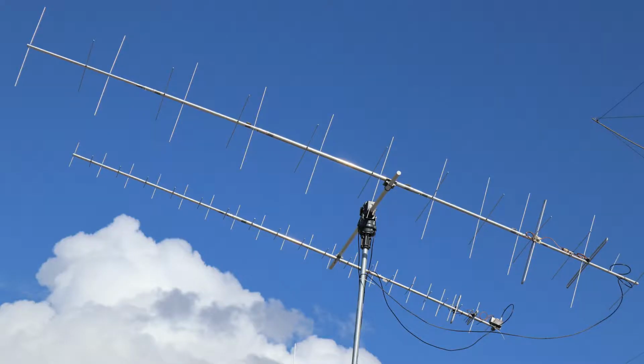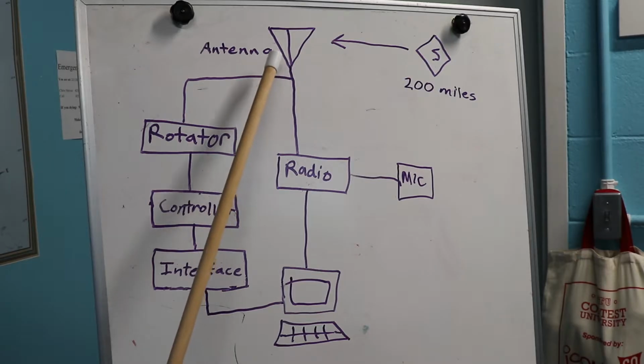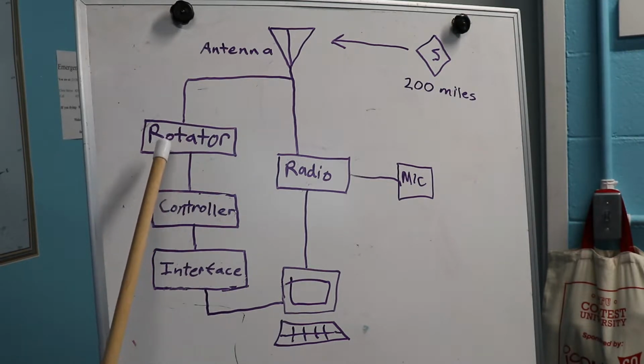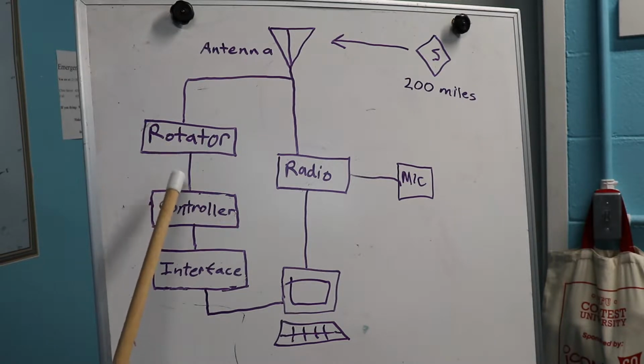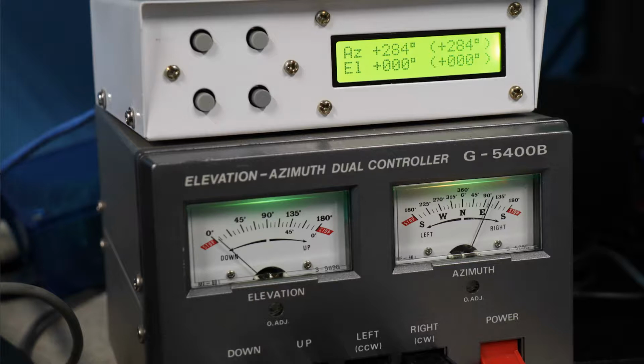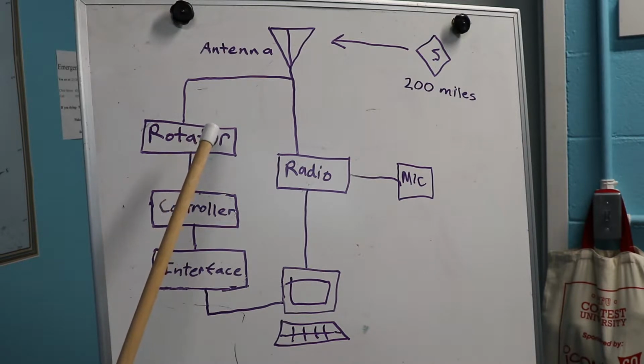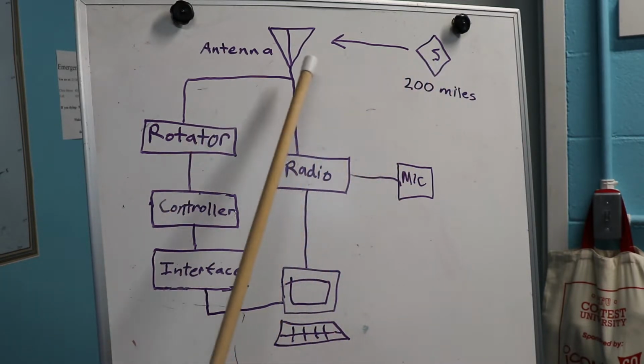Here's the antenna, a directional antenna that must be pointed to the satellite. In order to change that direction, you have to have a rotator to be able to change the angle the antenna has towards the satellite. And that is done with a controller, and there's an interface between the controller and the computer. So the controller box, in harmony with the computer software, will send commands to change the antenna position automatically to keep it pointed at the satellite while it moves.